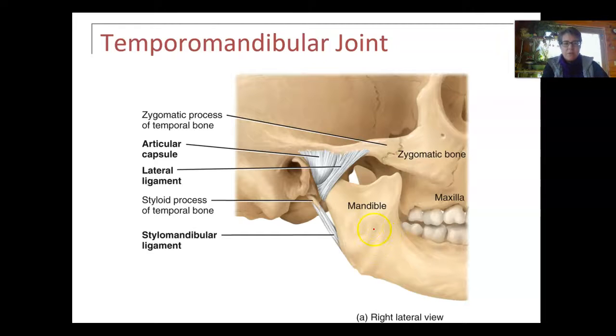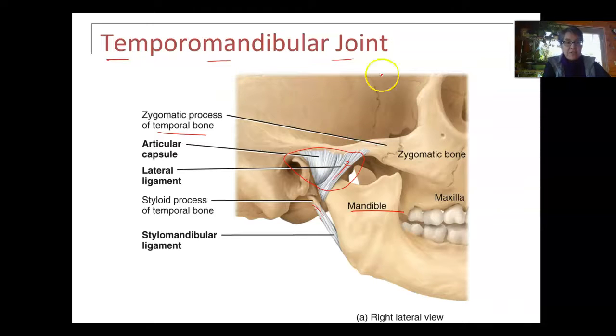you have the joint between the mandible and the temporal bone here. This is known as the temporomandibular joint. And if you have lockjaw, right, you have TMJ. So that's where those are coming from. And all of these reinforcing ligaments help stabilize this joint.